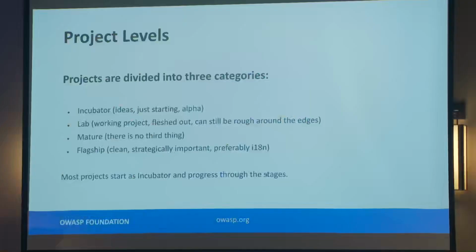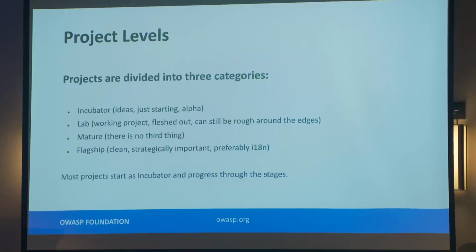So project levels, they are divided into 3 categories currently. Count them, 1, 2, okay, 4. Technically it's 3, all right? There's the incubator, which is your basic alpha version. Just now starting out, bugs all over the place, incubator project.